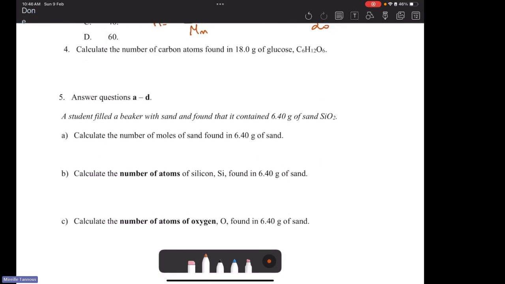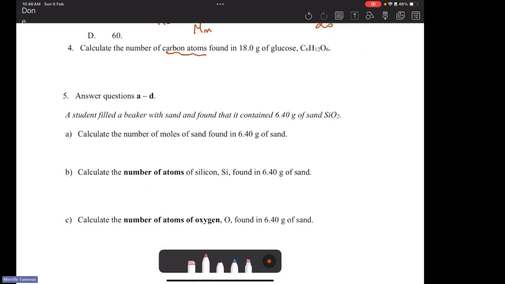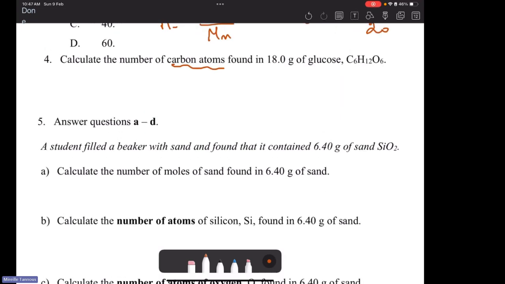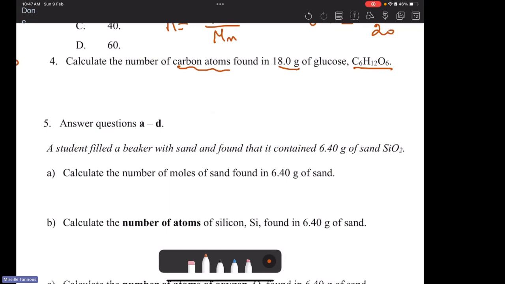Again, here: calculate the number of carbon atoms in 18 grams of glucose. This is a difficult question because it involves many steps. So let's put a map to solve this question. I can't find the number of atoms from mass. I need it in mole. So I need to change this gram into mole, then use the mole to find the atoms.